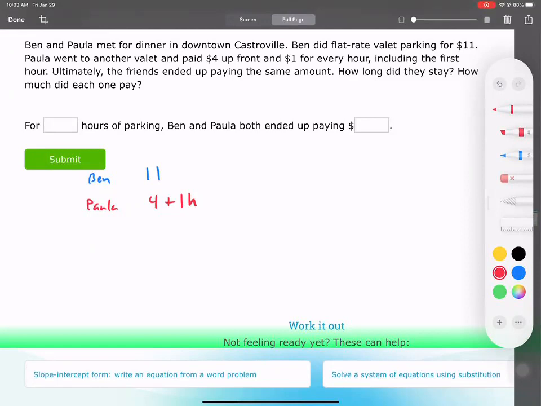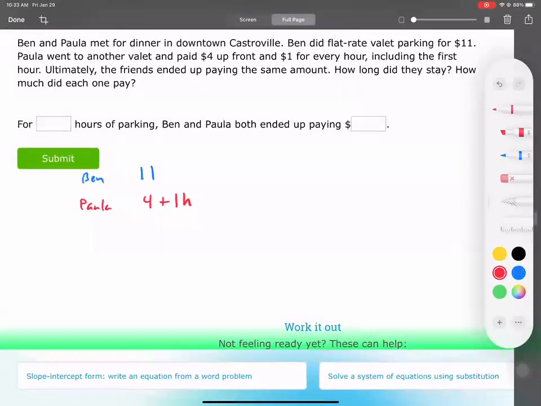Okay, so we said Ben did a flat rate of $11. So that's his total cost. But Paula's cost will change depending on how long she stays. Okay, so valet, she paid $4 up front and $1 for every hour, including the first hour. So she has to pay $1 for that first hour. That's how I'm reading it. All right, those are our two equations. I want you guys to make sure that this does make sense. Ben is only going to pay $11 total. That's his total cost. He's not paying any more. It's a flat rate. While Paula paid $4 with $1 per every hour.